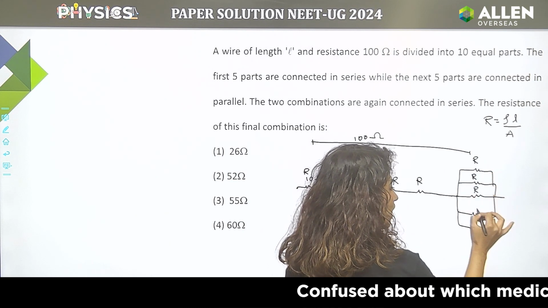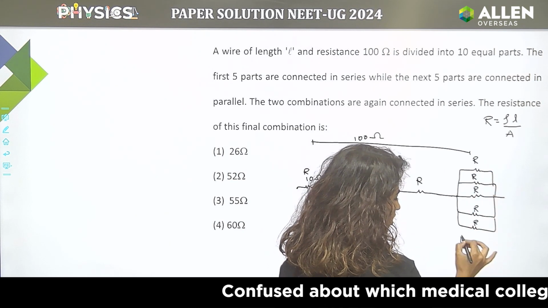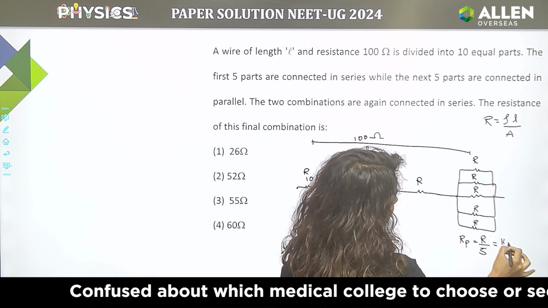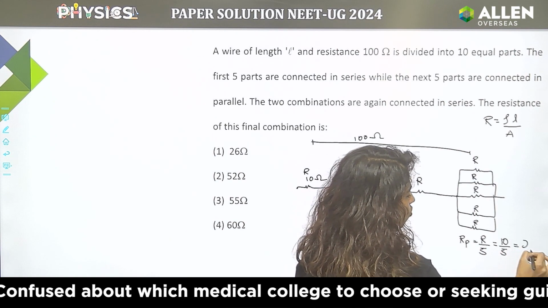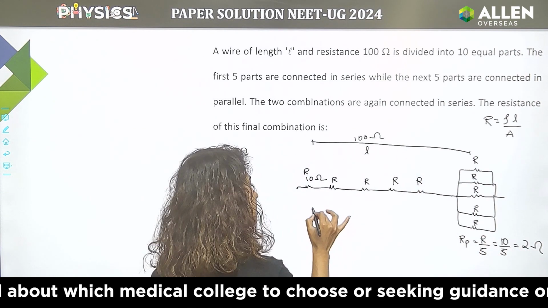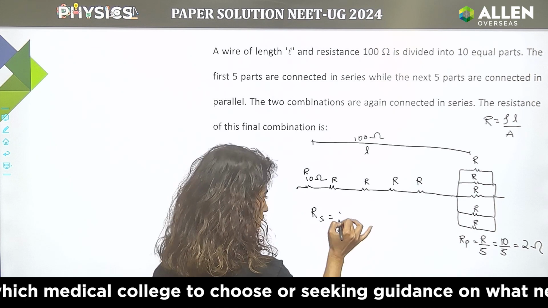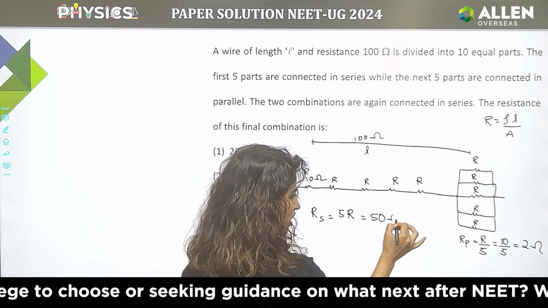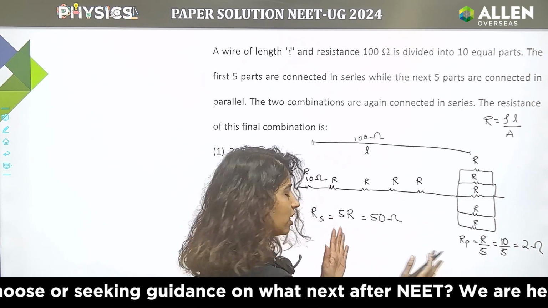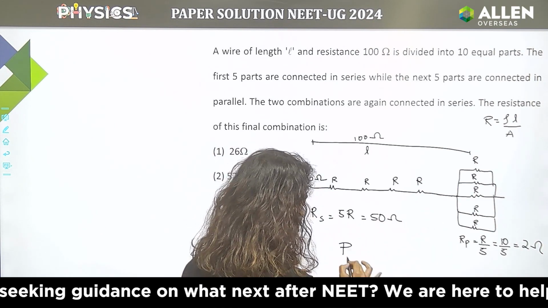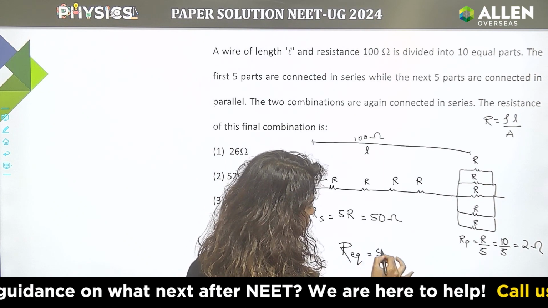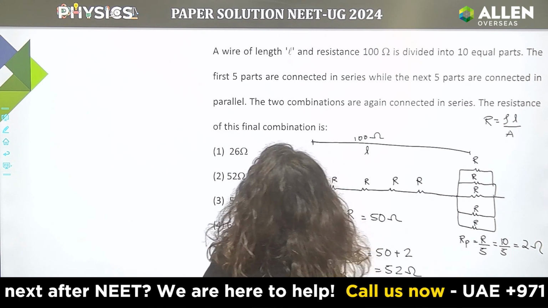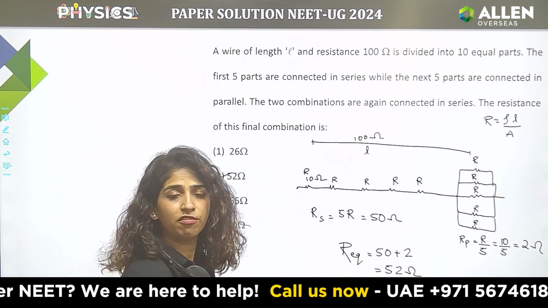So we know when they are connected in parallel, the equivalent resistance here is going to be R by 5. R is 10, so 10 by 5 is going to make it 2 ohm. And here, since they are in series, the formula is going to be 5R, making it 50. Now these two are in series, they are connected next to each other. So my equivalent resistance is going to be 50 plus 2, making it 52 ohm. Okay, so let's see. Yes, it's 52 ohms.